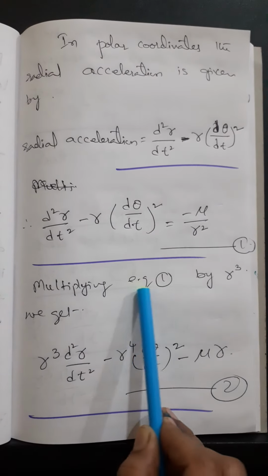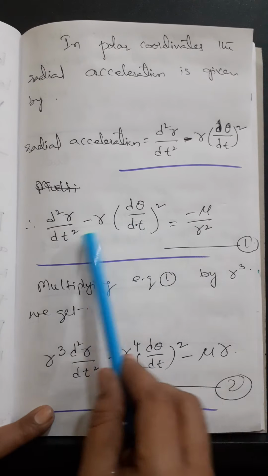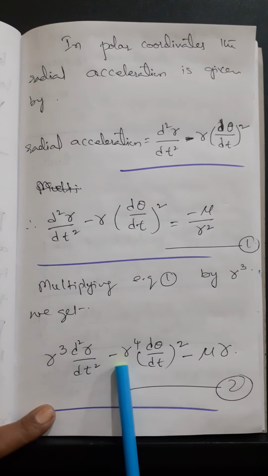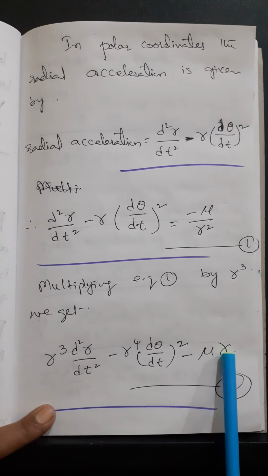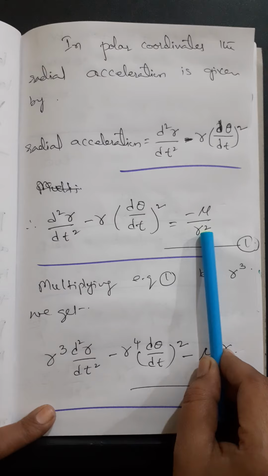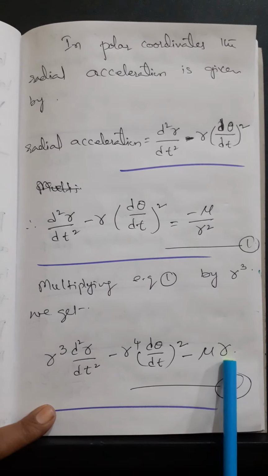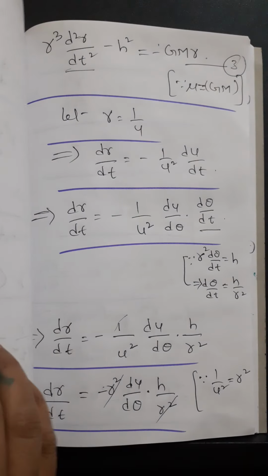Now multiplying equation 1 by r cube on both sides, we get r cube d square r by dt square minus r to the power of 4 (d theta by dt) whole square equals minus mu r. The r square is already there, and we multiply by r cube, so the r square cancels and we get r only. Let us take this as equation number 2.